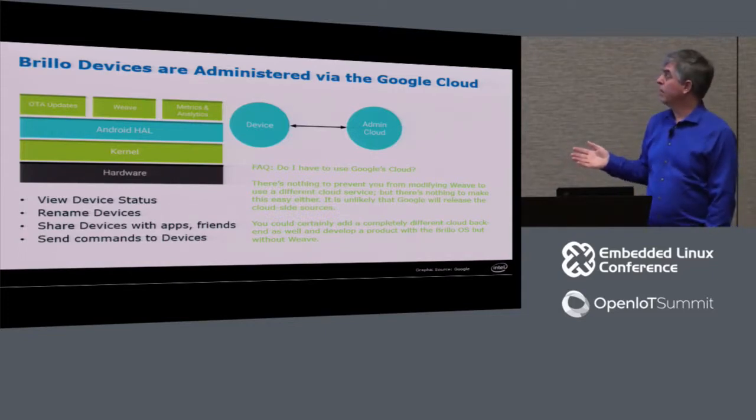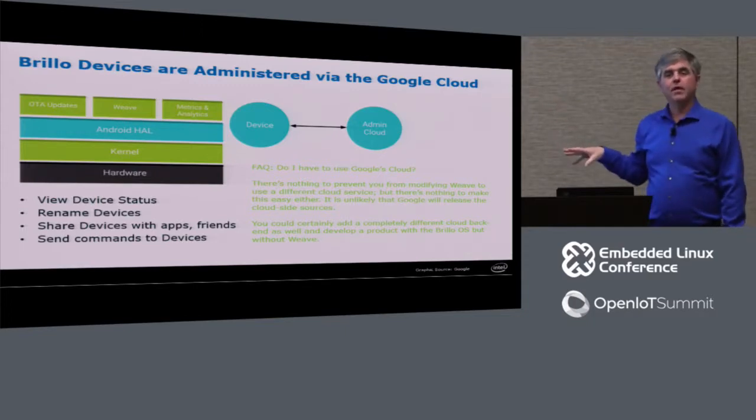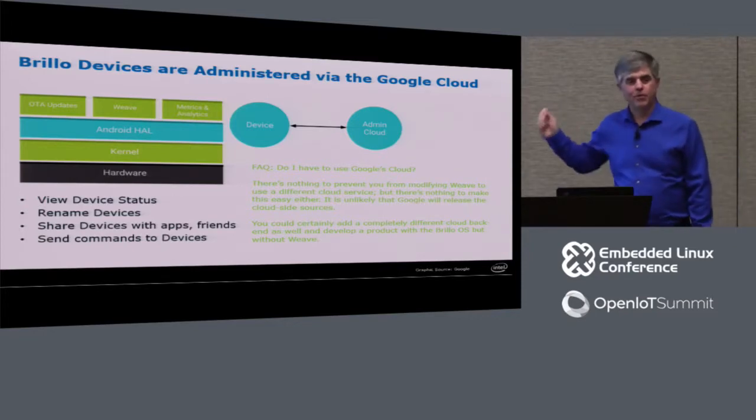I'm certainly not aware of anything. So you could retarget Weave to go to whatever cloud you want. All the code's there. There's no binaries or anything delivered. There's nothing to stop you from doing that and using a different cloud. I don't think Google's going to help you to do that.